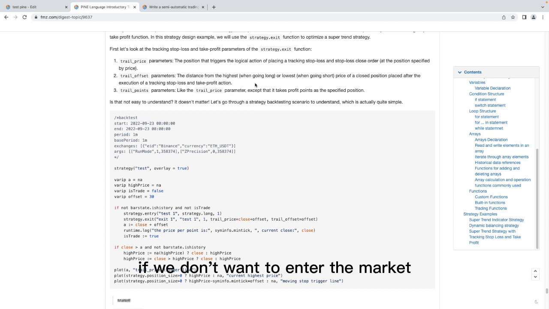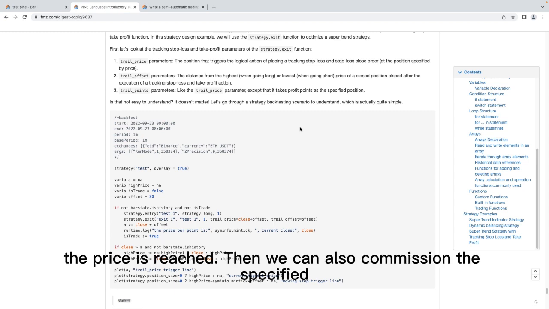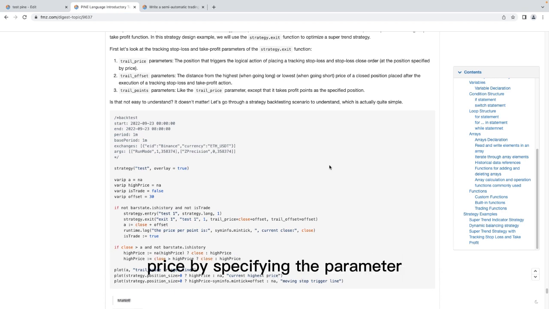If we don't want to enter the market immediately when the strategy starts, we want to assign a lower price to it, specify it, and wait until the price is reached. Then we can also place an order at the specified price by specifying the parameter limit in the strategy.